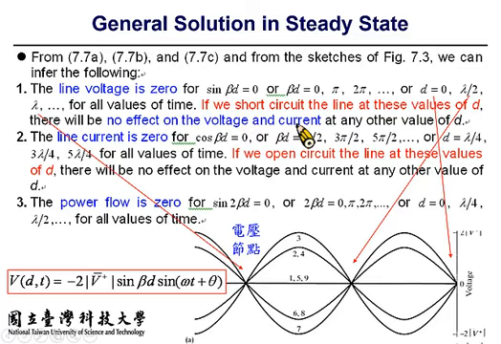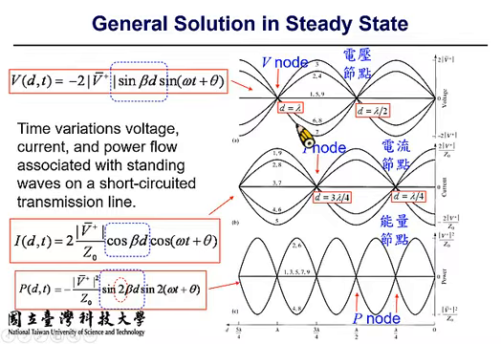And similarly, you can write the equation for the current node. As you expected, it should satisfy the condition of cosine beta d equals 0. Then for a cosine function to equal 0, the argument beta d needs to satisfy the condition of pi over 2, 3 pi over 2, or multiples of pi over 2.